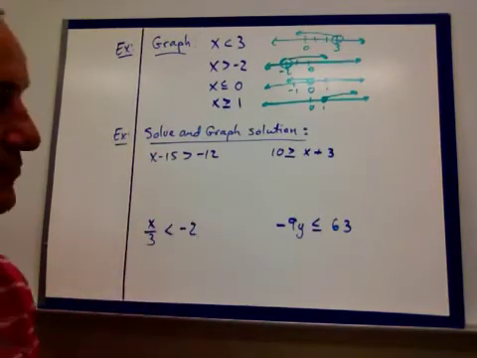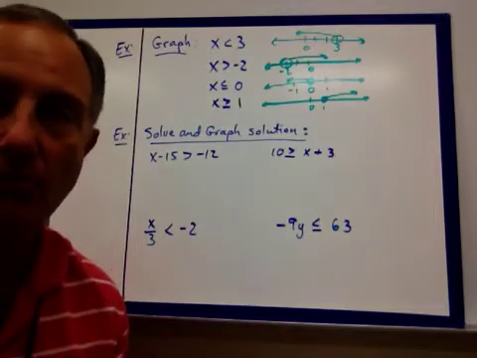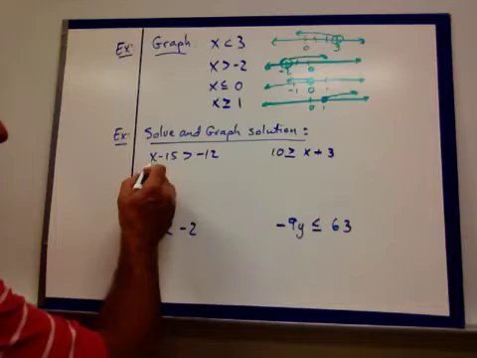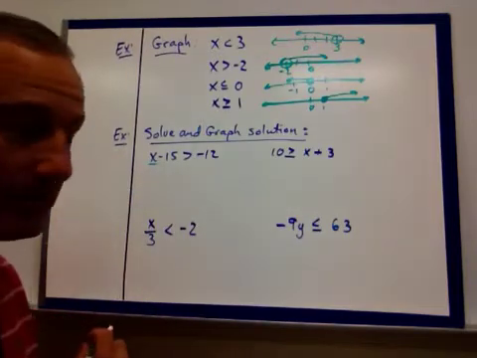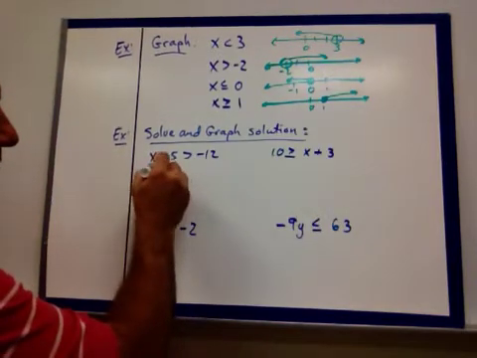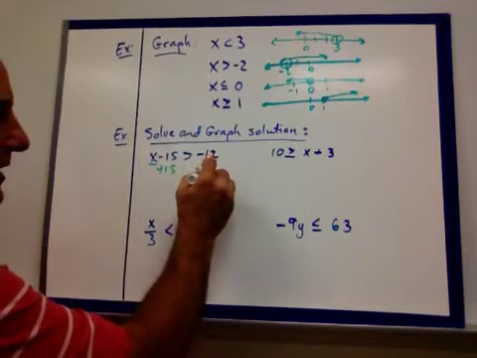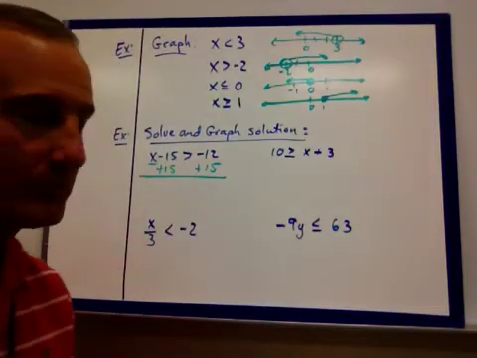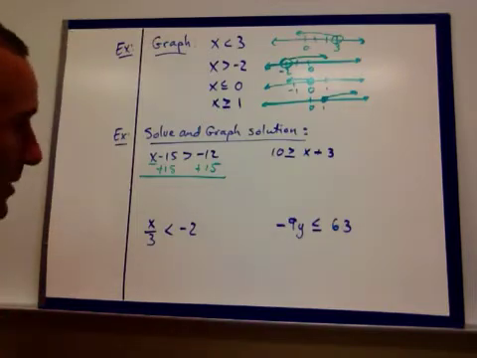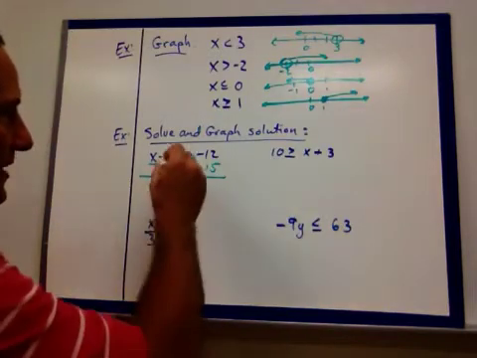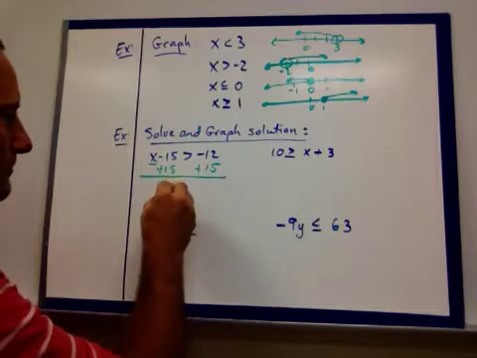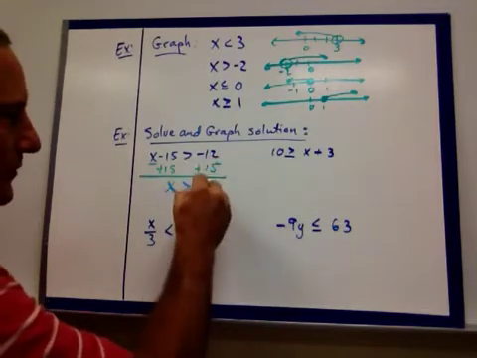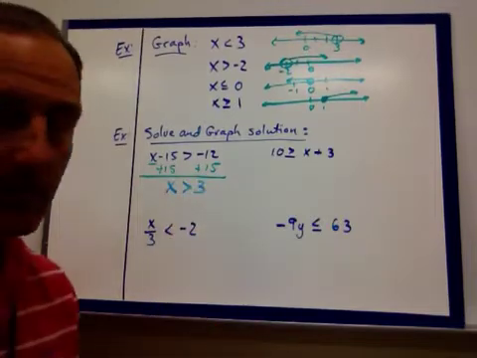X minus 15 is greater than -12. Apply all the rules that we did in the last chapter. So we want to isolate our x, get it by itself. I'm subtracting from it, so I'm going to do the inverse operation. I'm going to add 15 to both sides. And remember, you're only going to add or subtract numbers from other numbers. When you do that, the 15s cancel out. You're left with x here. It's greater than, and -12 plus 15 is 3. So x is greater than 3.